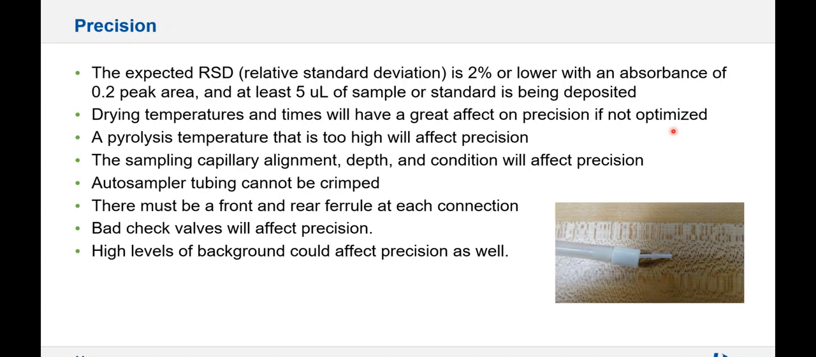Drying temperatures and times have a great effect on precision. So you always need to check your drying temperatures and times. Also, if you have a pyrolysis temperature that's too high, you'll lose some analyte and you will not have good precision either. Sampling capillary alignment, depth, and condition will also affect precision. And the auto sampler tubing cannot be crimped. And you must always have the front and rear ferrules at every connection, and make sure your check valves are also in good condition. If you have high levels of background, that also could affect precision as well.